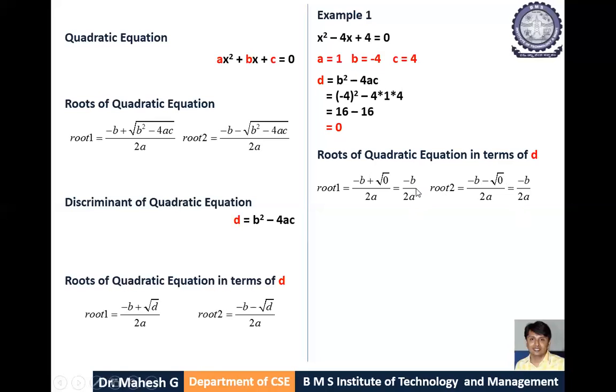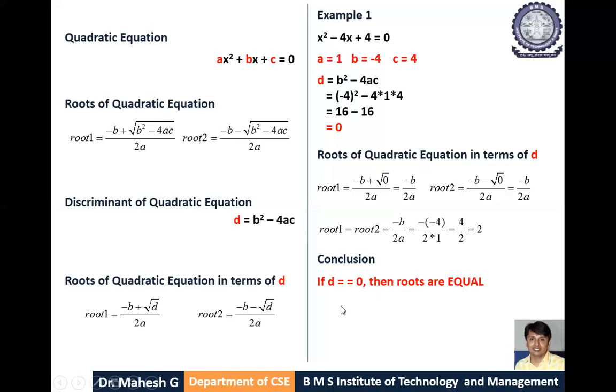They are equal to what? -b by 2a. On substituting the values, we get root 1 and root 2 equal to 2 in this particular example. From this, we can conclude that if the value of the discriminant is 0, the roots obtained are equal. And the two roots are given by root 1 = root 2 = -b divided by 2a.